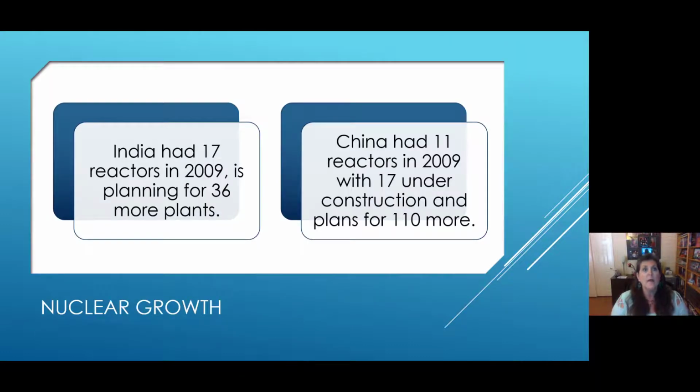So India is increasing their nuclear power plants. They had 17 in 2009, but they were planning to build 36 more. China had about 11 reactors in 2009 with 17 under construction and plans for, get this, 110 more. So they're wanting to go nuclear, not so much coal, because of the greenhouse gases.